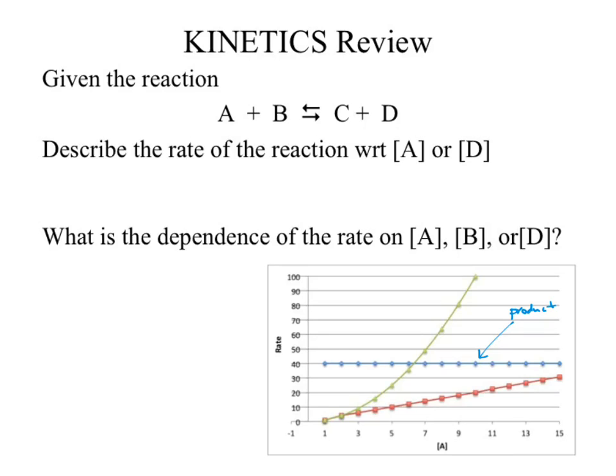What happens when I go from 1 to 2? Let's see if we can find a point that's a little bit easier to see. Let's do 3 to 6. If I double the concentration of A, what happens to the rate? I go from maybe 9 to, what is that, 36? It goes up pretty darn close to the square of the result.